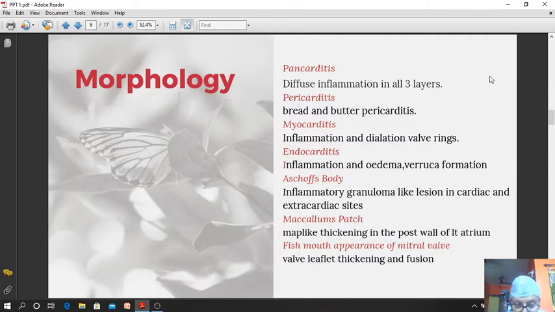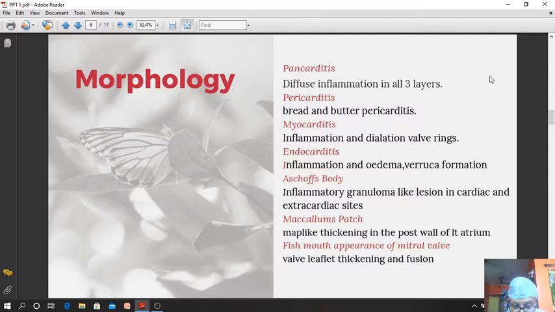Aschoff's body is an inflammatory granuloma-like condition which you can see in any part of the heart, just like, it is equivalent to granuloma of tuberculosis. It can be found in the heart or in the extracardiac sites. Another very important diagnostic lesion is MacCallum's patch. Here the spelling is slightly wrong, it will be with a C. So what is it? It is a map-like thickening on the posterior wall of the left atrium.